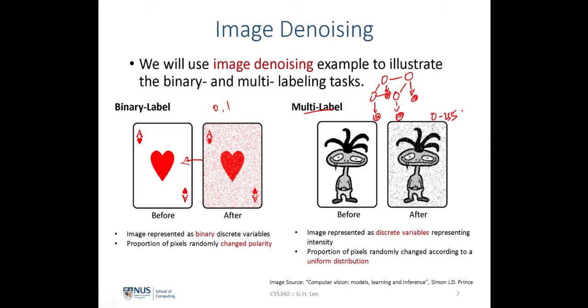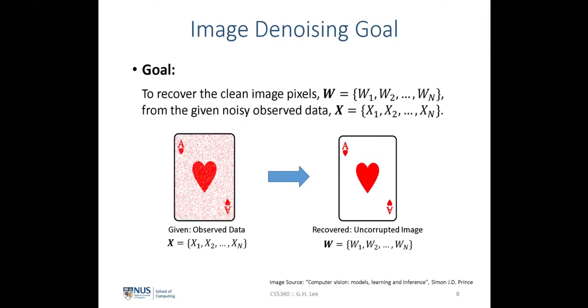And the idea here is that given this particular corrupted image, we want to recover the clean image, the multi-scale image, using the graph cut algorithm. So as I've mentioned, given the noisy observed data, which we are going to denote as x, where I have all the pixels denoted as x1, x2, all the way to xn, so there are altogether n number of pixels in this particular image over here.